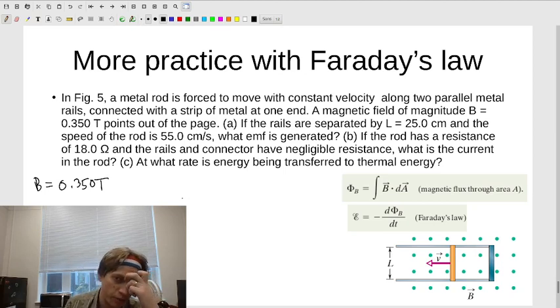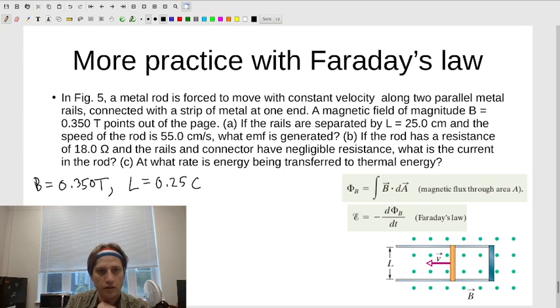If the rails are separated by a length of 25 centimeters, so that is not changing as well. And the speed of the rod is 55 centimeters per second, so the speed would be 0.55 meters per second. What EMF is generated? Okay, now, to do this, we need to first realize what is the flux.